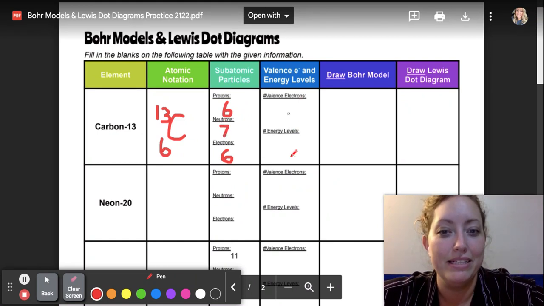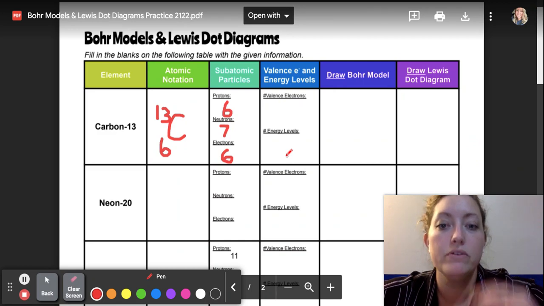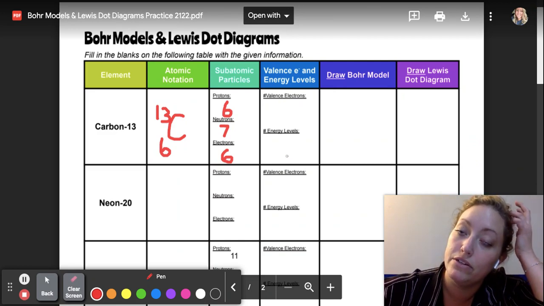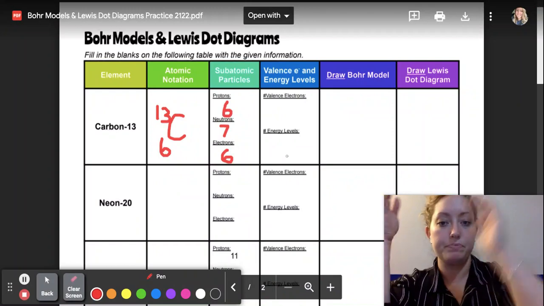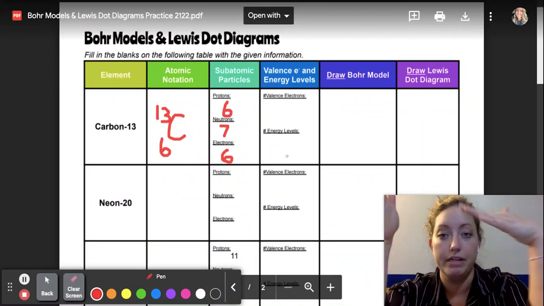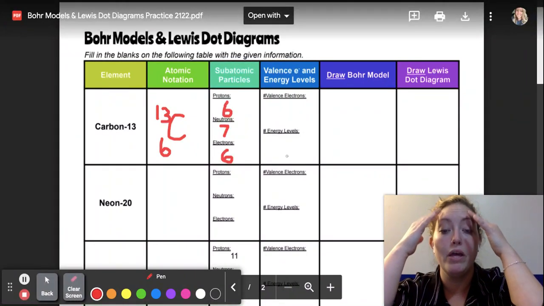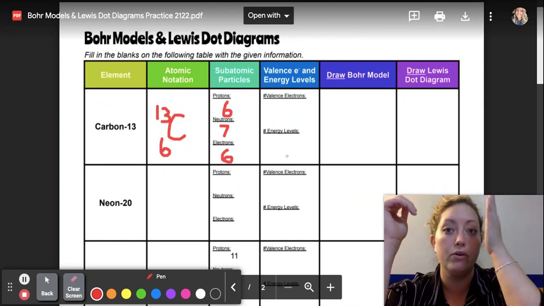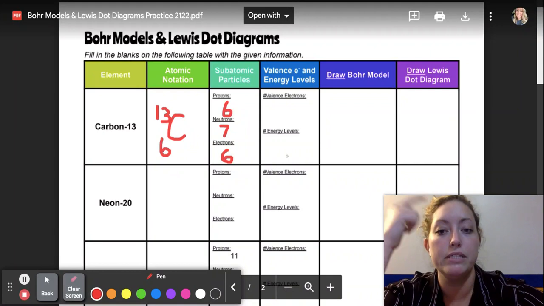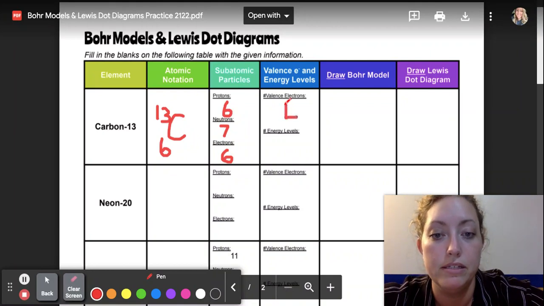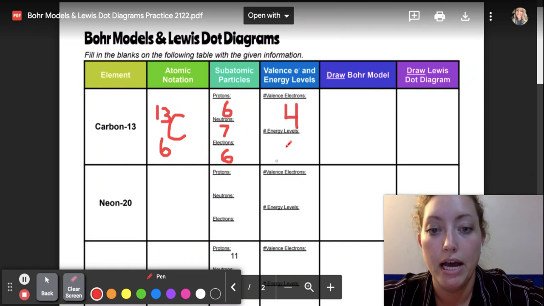Now you can come in, and this is kind of new, the number of energy levels versus the valence electrons. This is where your groups and periods come in on your periodic table. You can look on your periodic table and figure out what group it's in. It's in group 14, so it's going to have 4 valence electrons, because carbon can bond with like anything. It's kind of cool.